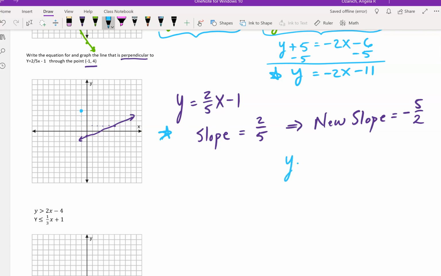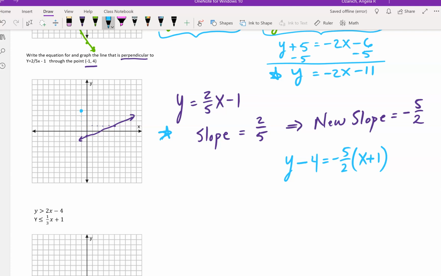I'm just going to do y minus my y-coordinate of 4 is equal to my new slope, negative 5/2, times x minus my x-coordinate of negative 1, so it's going to be minus a negative. That's going to be plus 1, just like that. And of course, if I distribute and then add 4, it looks like I'm going to get a y-intercept that probably has a fraction in it, and that's okay.